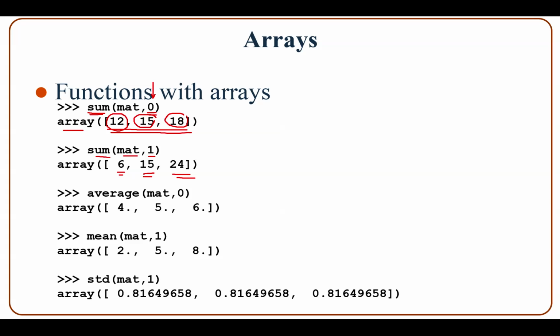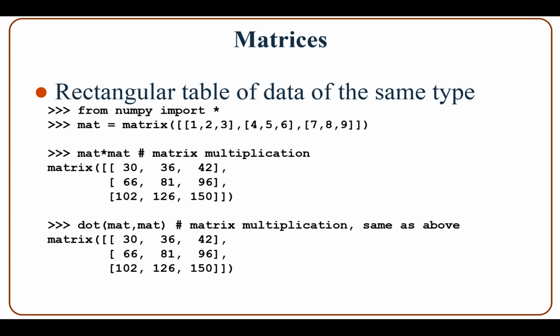Average and mean and STD work in a similar way. Now we talk about matrices. Matrices are rectangular tables of data of the same type. Just like with arrays, you need to run this line first: from numpy import star. Then if you want to create a matrix, you follow the same way as with an array, but instead of array you use matrix. So you have the first row, second row, third row, and it's similar to arrays.